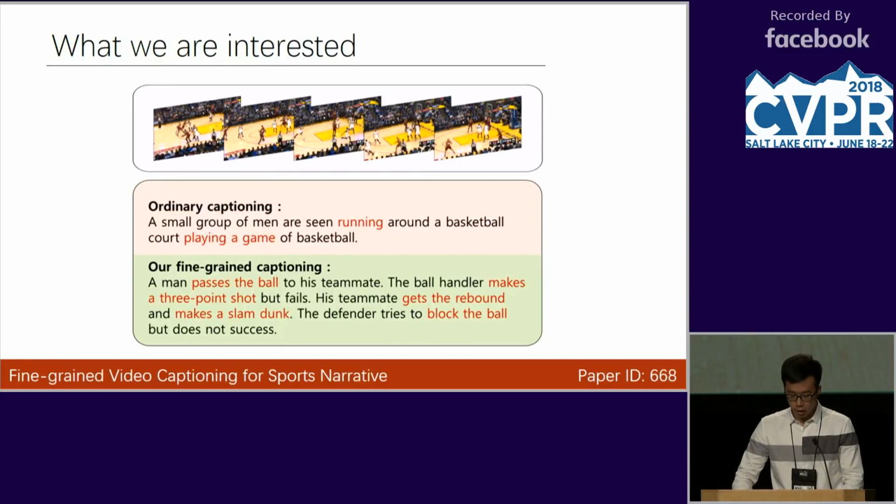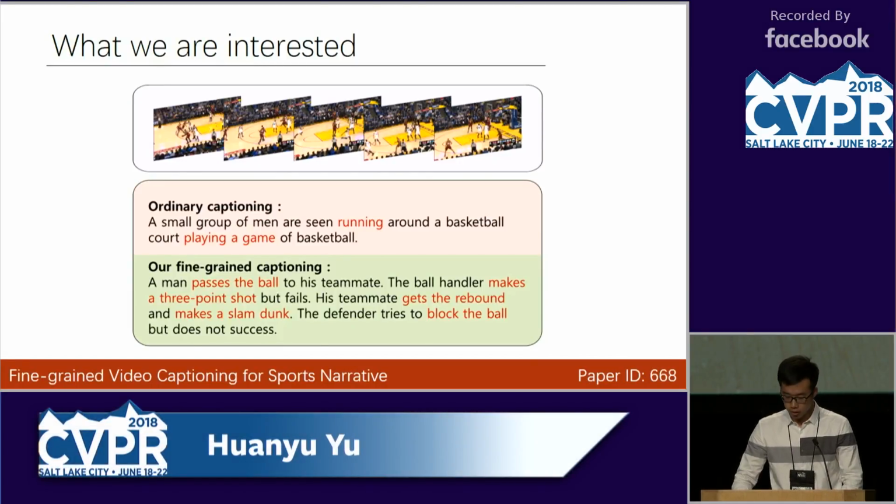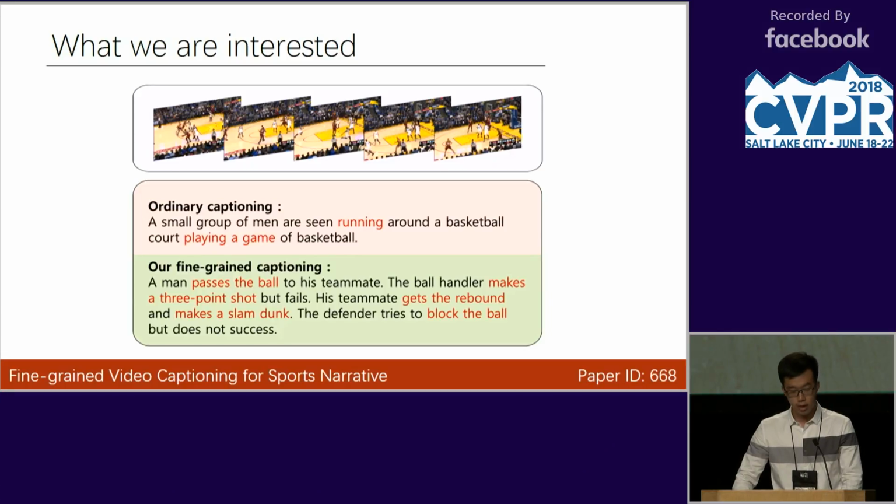In this paper, we are interested in a new task, fine-grained video captioning. So what do we talk about when we talk about fine-grained video captioning? This illustration gives us a good explanation. Here is an NBA basketball game video. The first paragraph is the ordinary captioning, and the second paragraph is our fine-grained captioning. As you can see, the fine-grained one describes the scene more specifically. That is, it contains rich action details and interaction relationships.